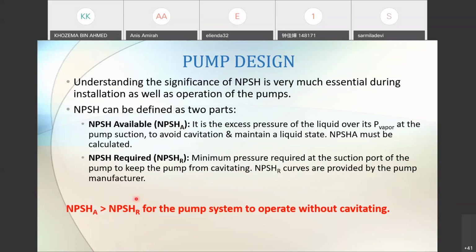NPSH-A is higher than NPSH-R, then only the pump will operate without any cavitation. So that is why it is important for us to know about this value. If, for example, the NPSH-A is lower than the NPSH-R, the pump cannot be operated, because if we continue operating, the pump will have cavitation, which is undesirable.